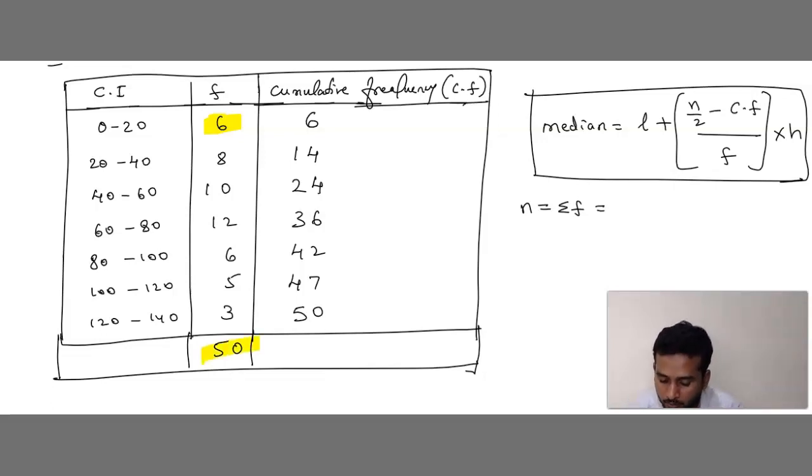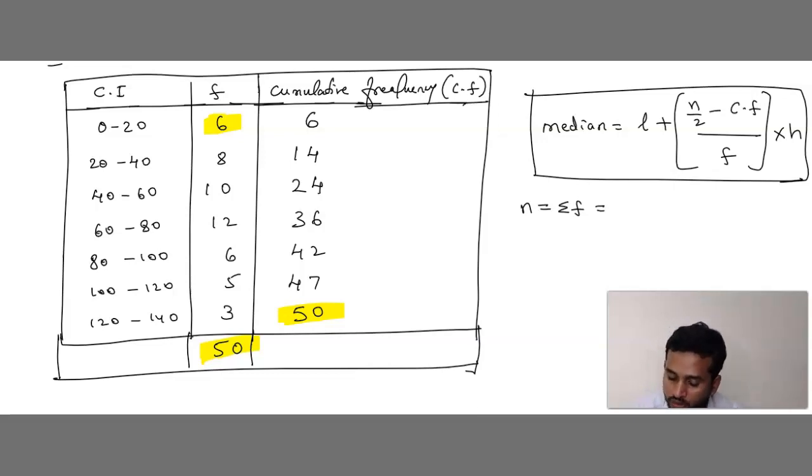Now remember, this final answer and this answer should coincide with each other. Both should remain the same. Then only our table is correct. For less than type, we have to start from the beginning. For more than type, it is the opposite of that.